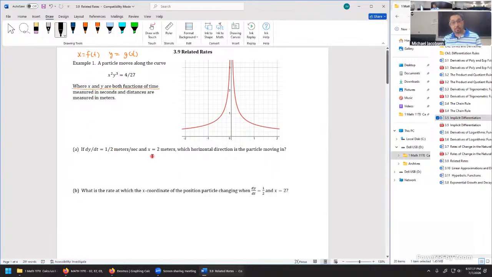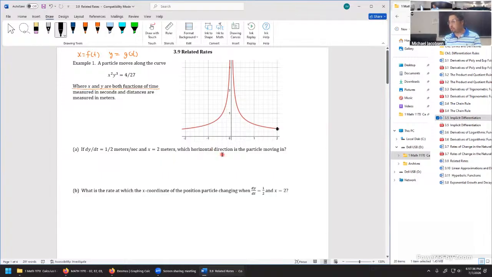Not a bad idea to start with the position. X is measured in meters for distances. Time is measured in seconds. So when we say X is 2 meters in, here are the coordinates. We are right here on that spot on the curve. So that's where X is.